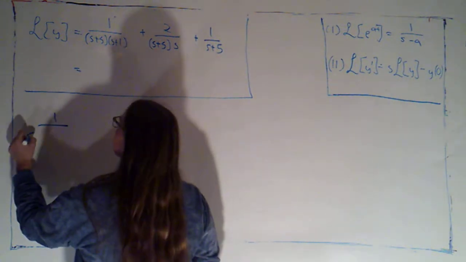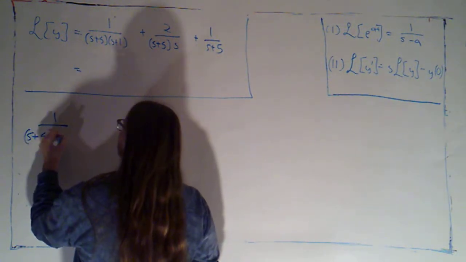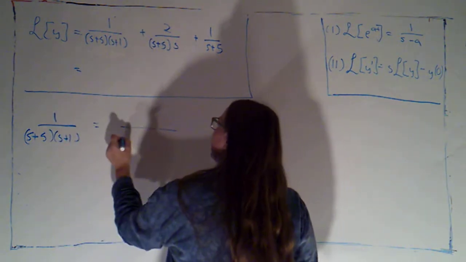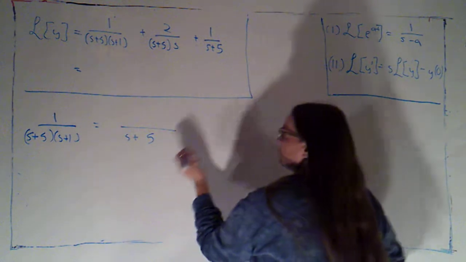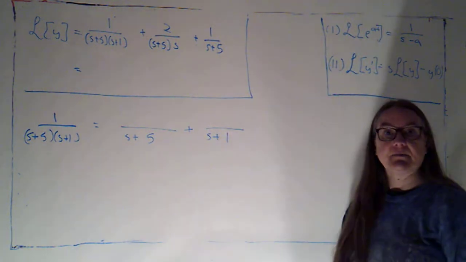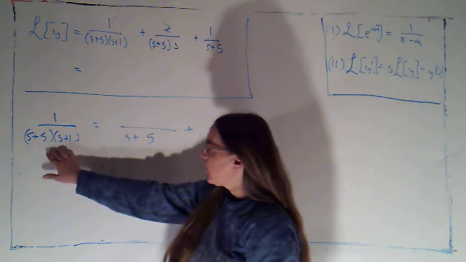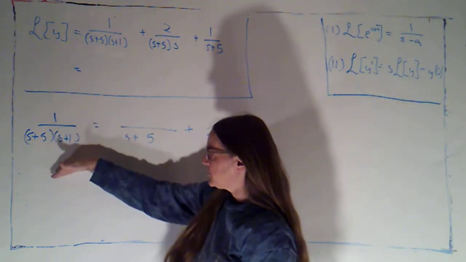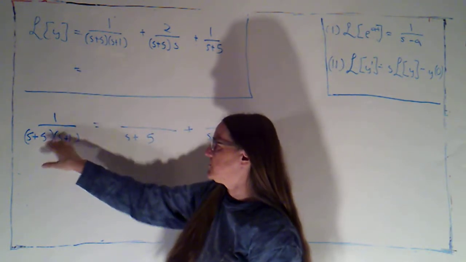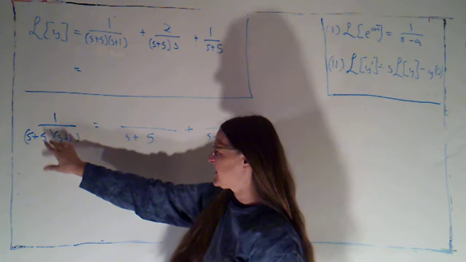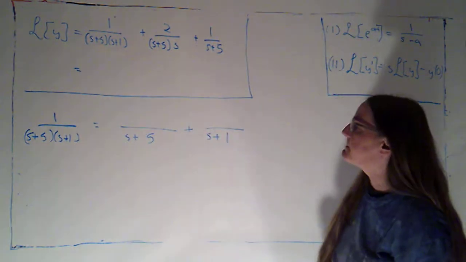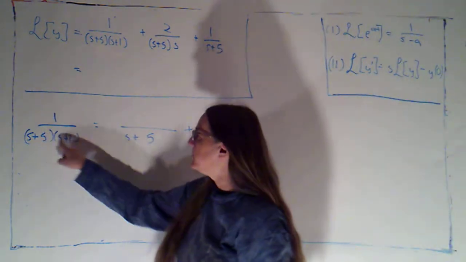Okay, so I want to break this one up. So let's start with 1 over (s plus 5) times (s plus 1). I basically want to break that up into a sum of two fractions, one whose denominator is s plus 5 and one whose denominator is s plus 1. So I'm starting with this proper rational function, which means the degree on top is smaller than the degree on bottom. This would be degree 2 on bottom, because I've got an s squared on bottom, and degree 0 on top, because it's a constant. Okay, I've got it factored fully.